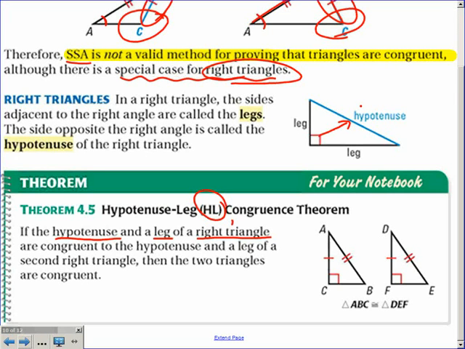Cake. Like cake. Okay. So hypotenuse like.